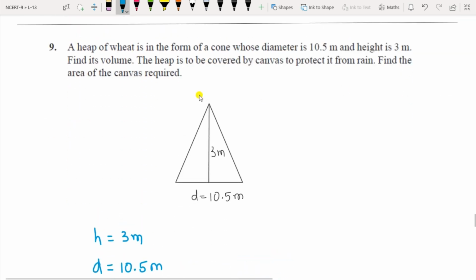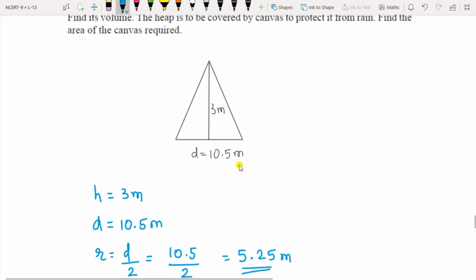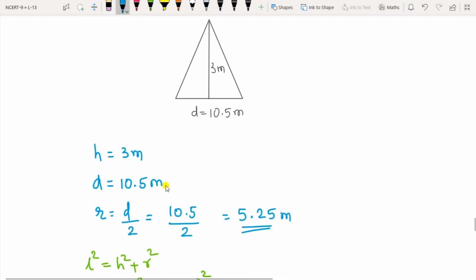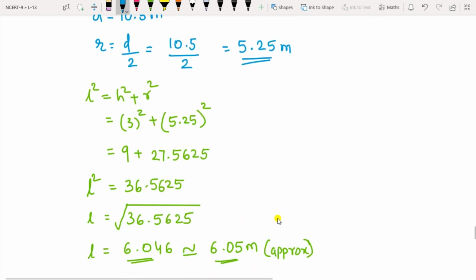Question 9 here is: a heap of wheat is in the form of a cone whose diameter is 10.5 meter and height is 3 meter. You have to find the volume. The heap is then covered by canvas to protect it from rain. You have to find the area of the canvas. Canvas is covered only over the heap, this triangle figure, not at the base. So you have to find the curved surface area of this cone. So height is 3, diameter is 10.5, so radius becomes 5.25.